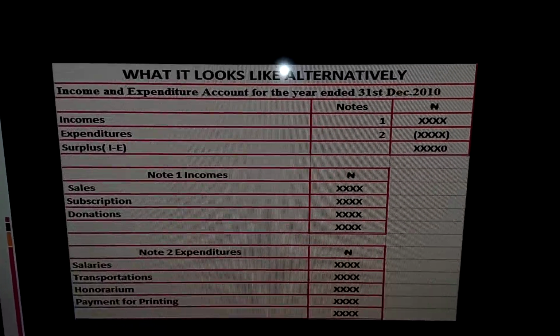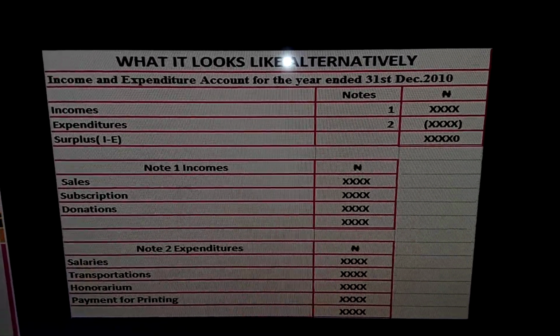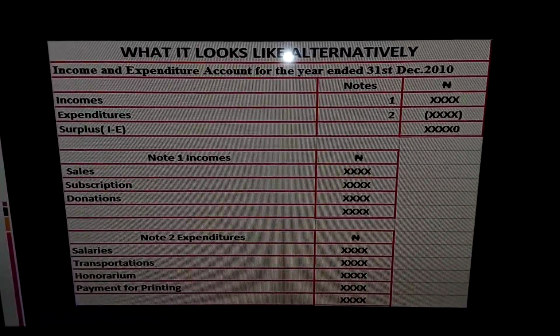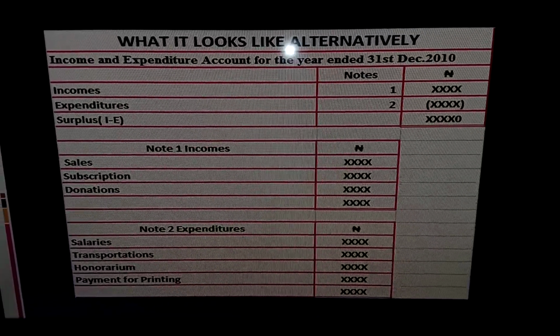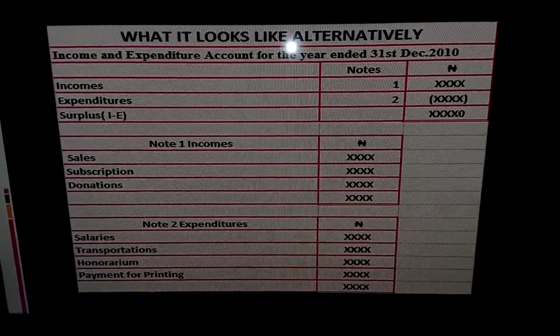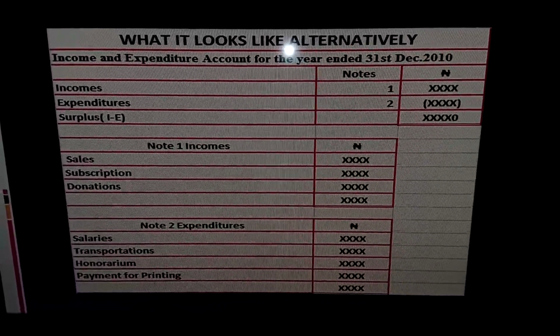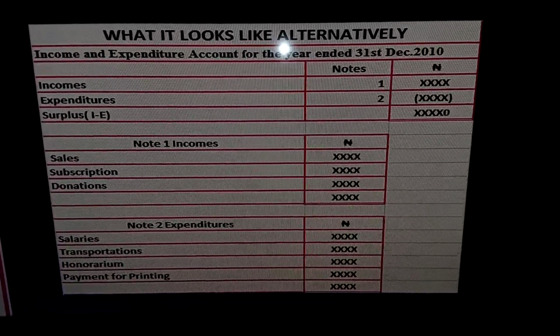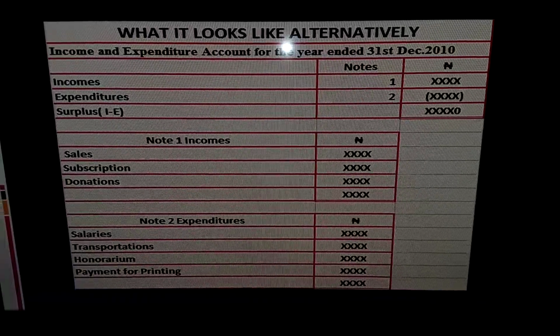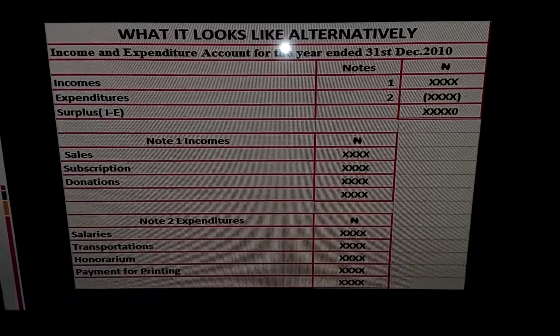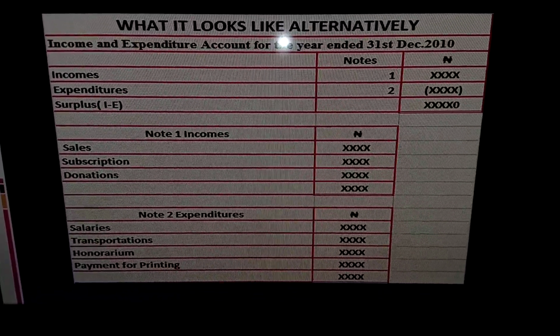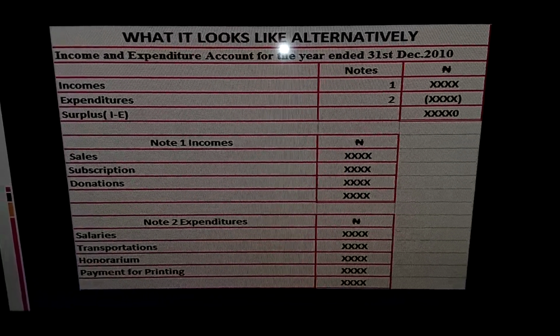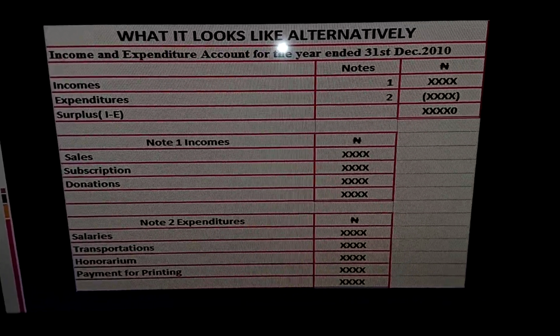So alternatively, if you don't want to do all in one account, you can do it this way. Already we know that we are preparing income and expenditure, which is a comparison of your income with your expenditure. So what you're saying is, what are my incomes and what are my expenditure? Do I have more income and less expenditure, so we have surplus? Or do I have more expenditure and less income, so that there's a deficit? So what we want to know is if there's a deficit or a surplus.